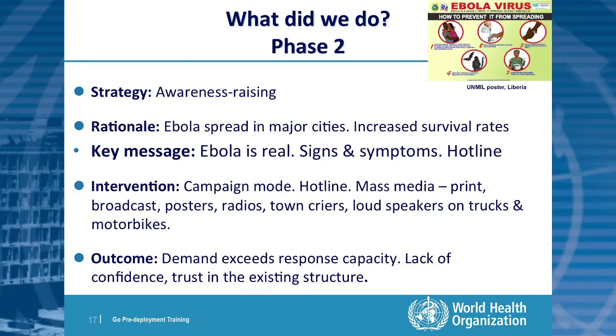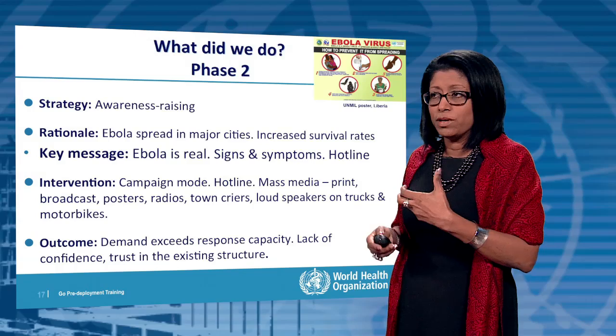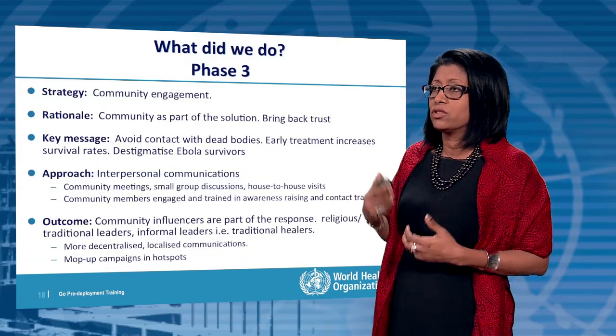And the interventions were in campaign mode. Hotline, mass media, print, broadcasts, posters everywhere, radios, town criers, loudspeakers on trucks and motorbikes, road shows, all of these things took place. The outcome was that people started becoming engaged in this, and the demand exceeded the response capacity. So again, this resulted in a lack of confidence and trust in the existing government and other response structures. So you see, if we create demand with engagement, unless we deliver, that can have negative consequences.